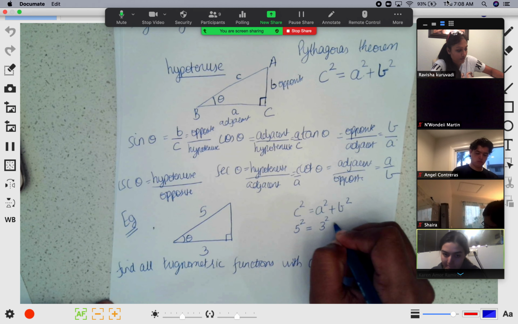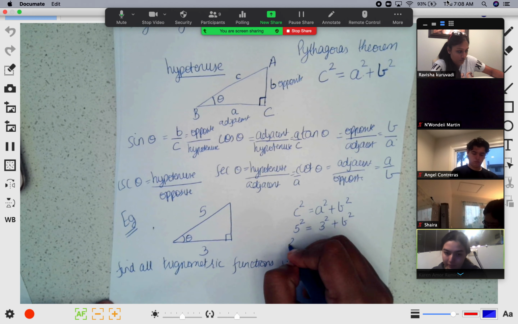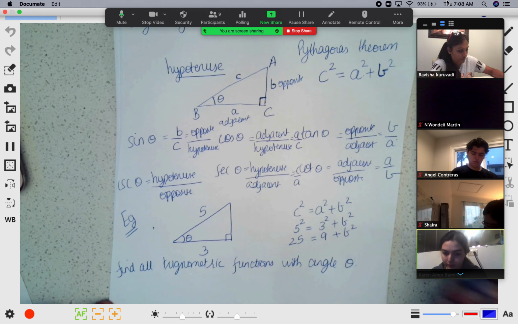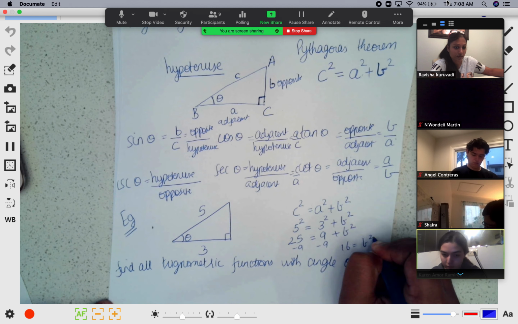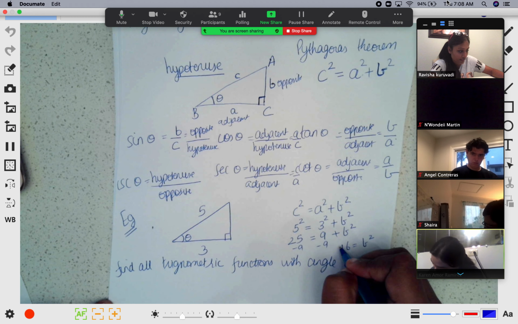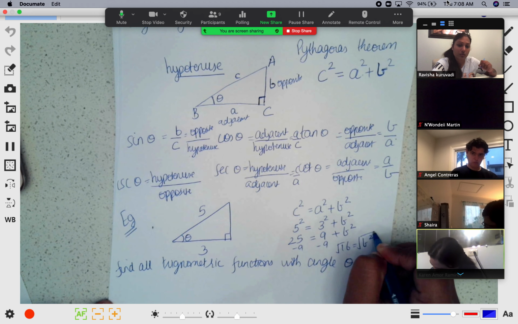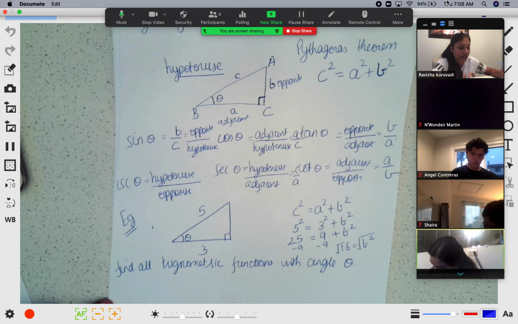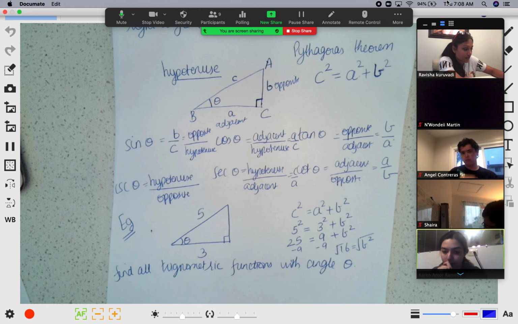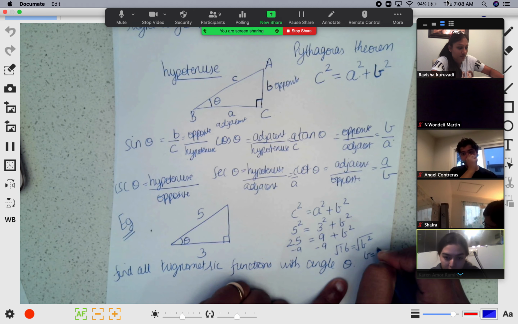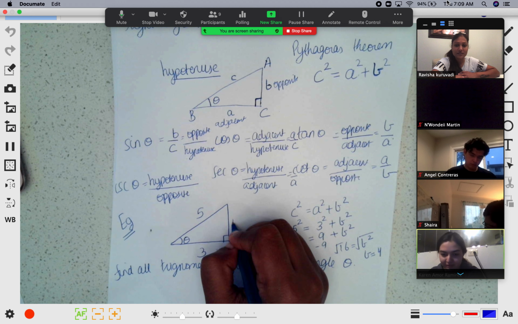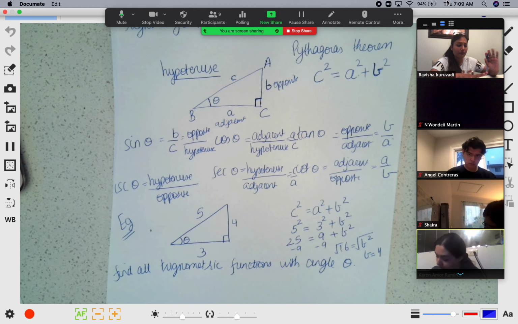When you do it, you get 25 is equal to 9 plus b square. When you subtract 9, you get 16 is equal to b square. Then you take the square root on both sides. Whenever you take the square root on both sides, you put a plus minus sign. But in this case, you will not put a minus sign, because the length of a side cannot be negative. It's always positive, so I'm just going to consider the positive one. So b is equal to 4. Now I found all my sides.